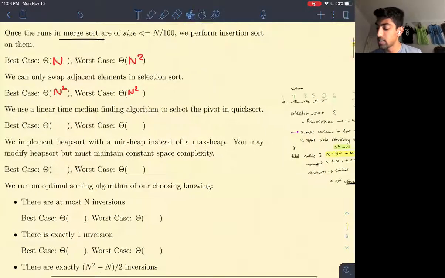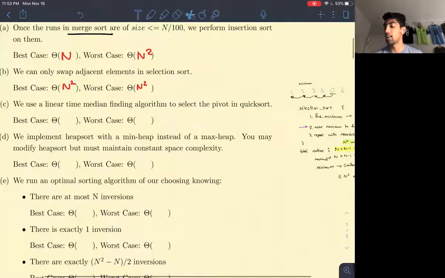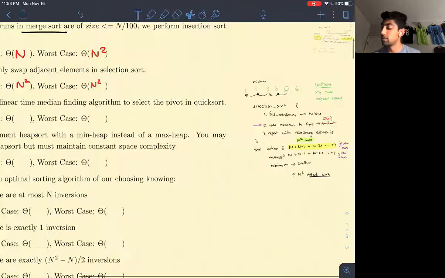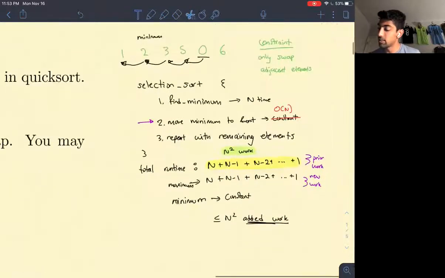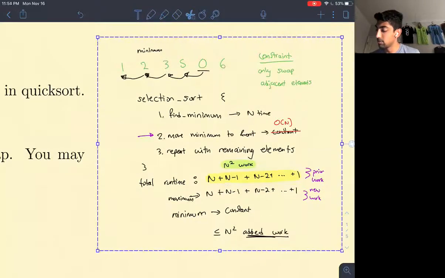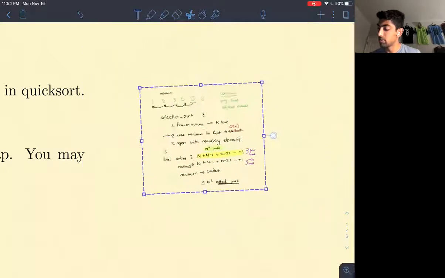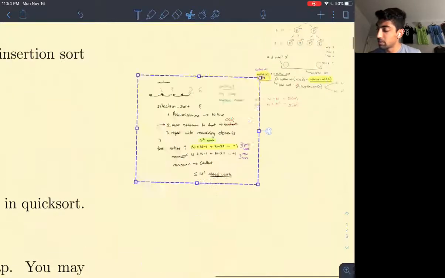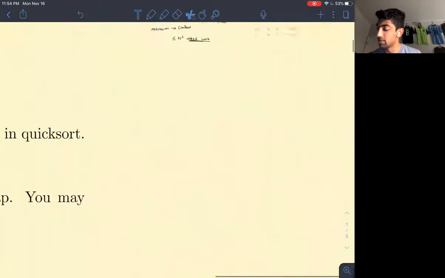Okay, so the next one states we can use a linear time median finding algorithm to select the pivot in quicksort. Okay, so let's quickly see how that's going to work. I'm going to move that a bit smaller. Just move it up here as a nice collection of my work.